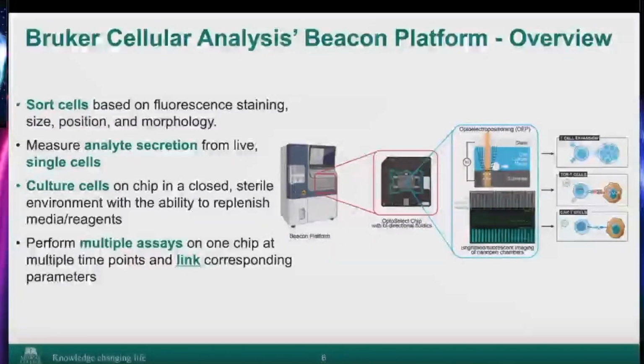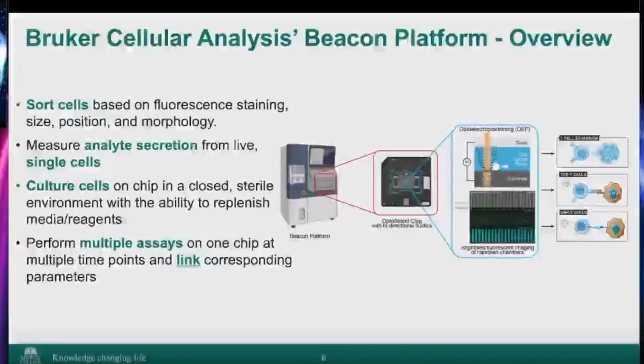And you can do single effector to target ratios or multiple effector to target ratios. So it really provides flexibility in the different types of assays you want to perform. Another aspect is it actually serves similar to an incubator where you can culture cells on chip in a closed, sterile environment, and you can continuously replenish your media and reagents to minimize any toxic buildup in the pens. And then ultimately, you can perform these assays and link each of these readouts, so whether it be phenotype, cytokine secretion, or cytotoxicity. These can all be linked back to the same pen, which is very similar to a well.